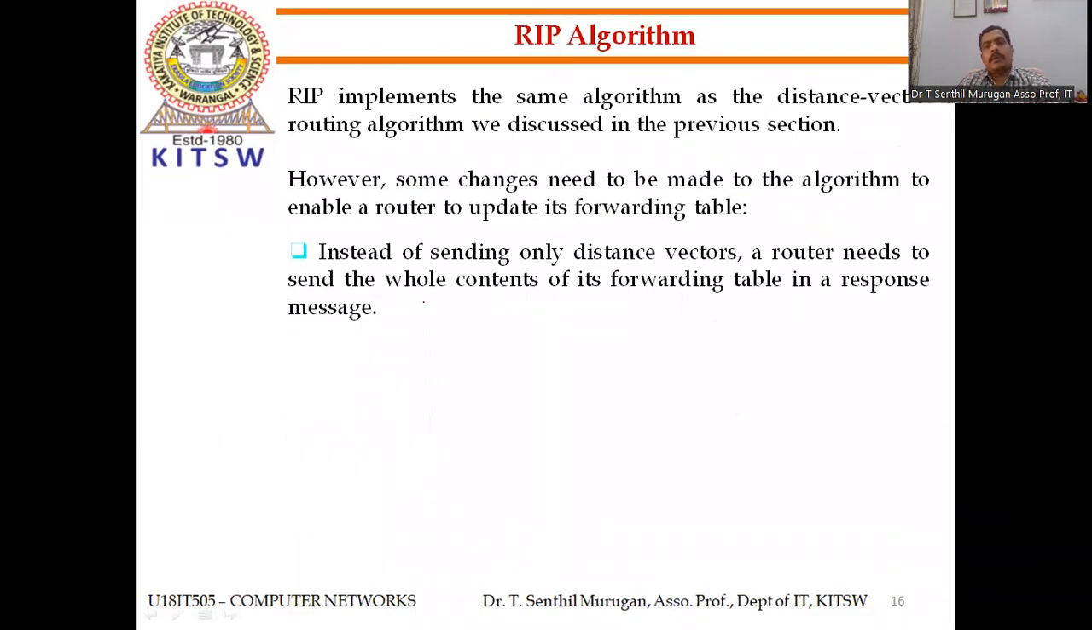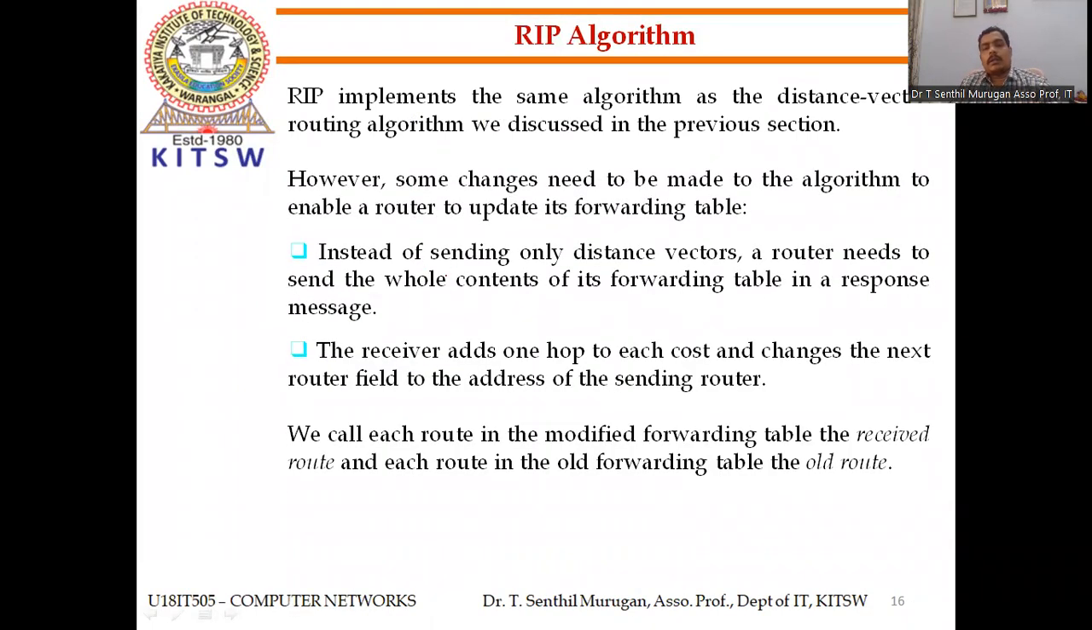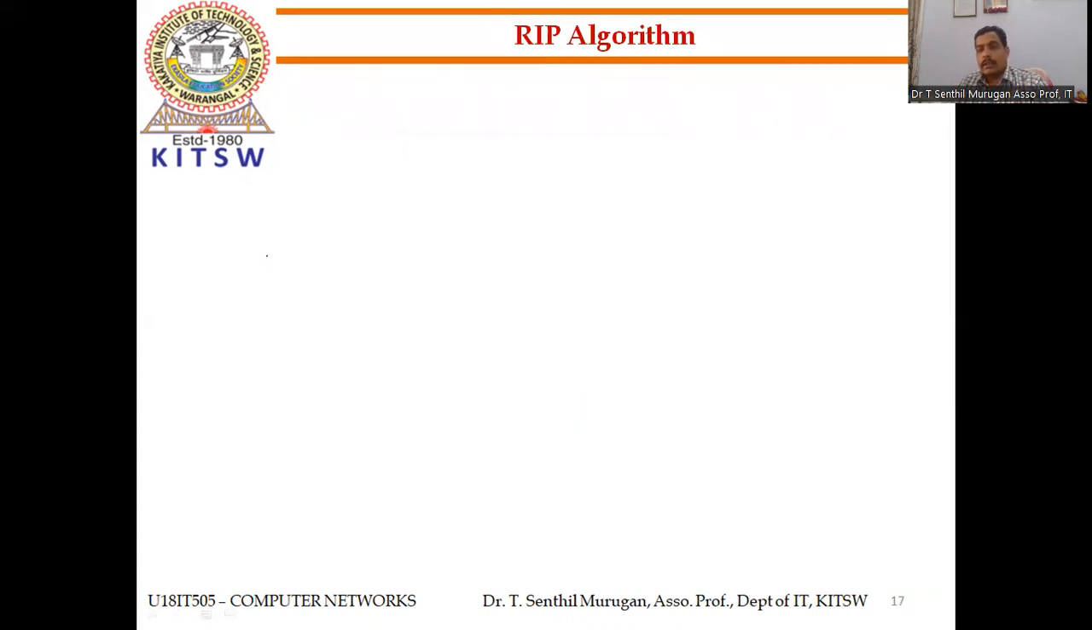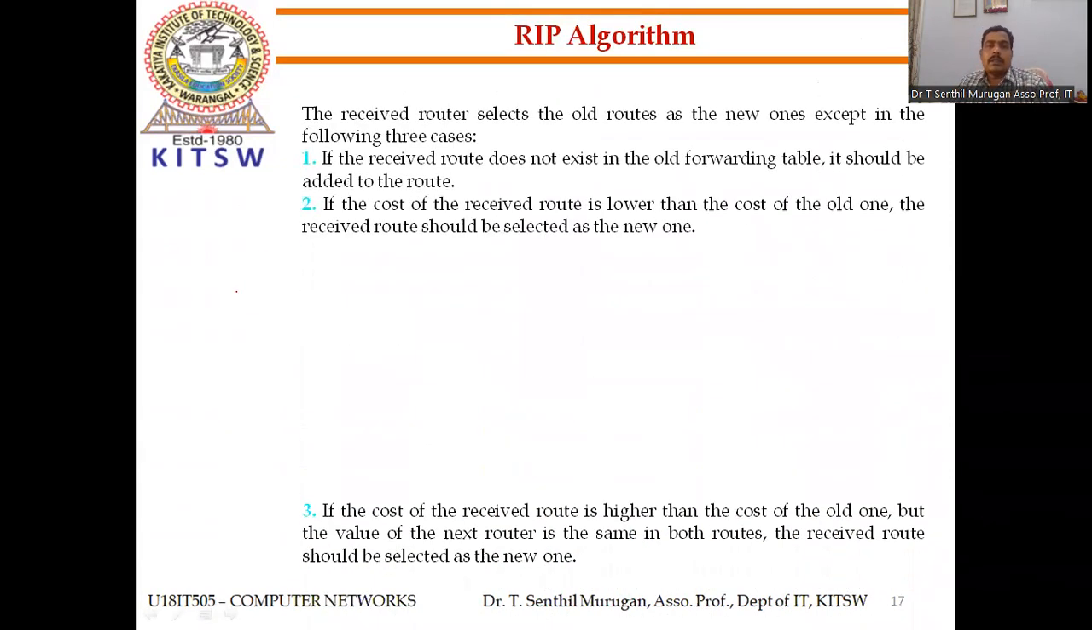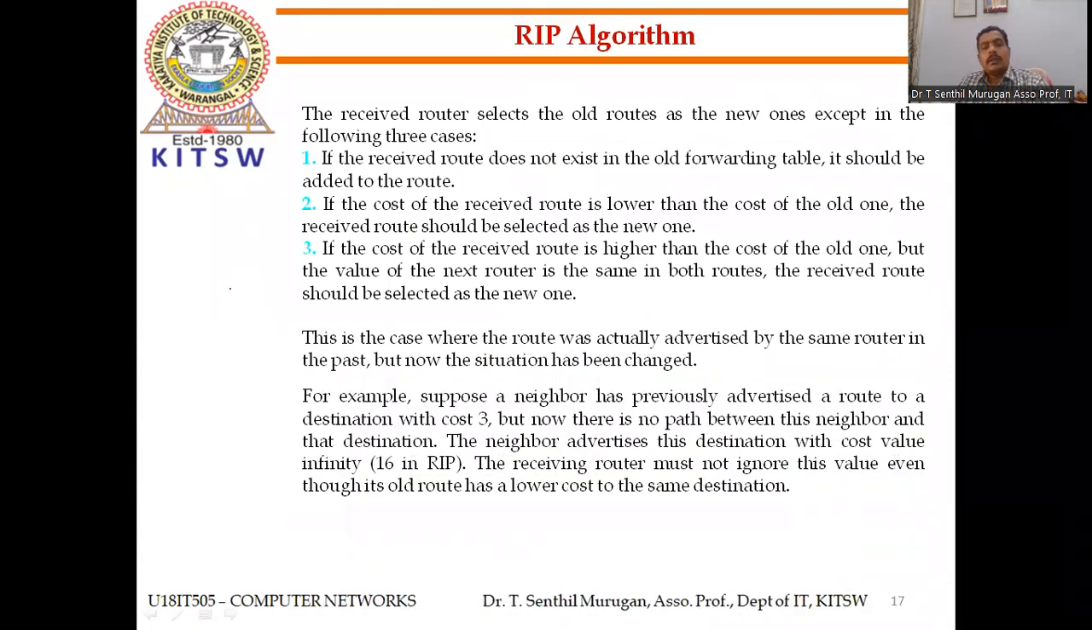Okay. So RIP is implemented using the distance vector routing protocol. So you just refer to these points. This is what you have to follow. Instead of sending only the distance vector, the router needs to send the whole content of its forwarding table. Instead of only the information about the next neighbor, it will send the entire table to the particular system. The system will analyze which cost is simpler. Accordingly, the data will be transmitted. Okay, these are the routing information protocol steps, how it is working.